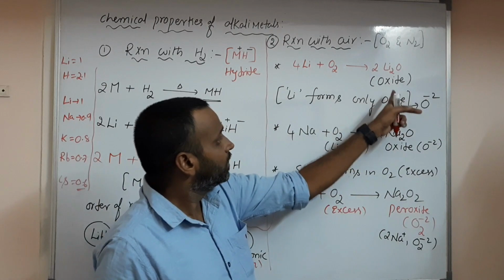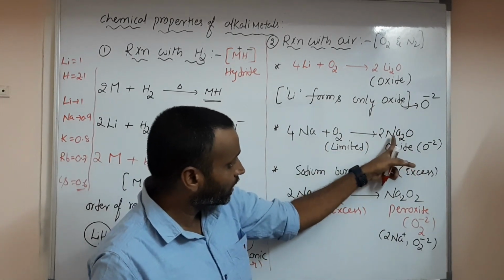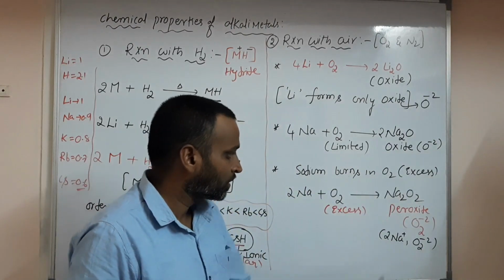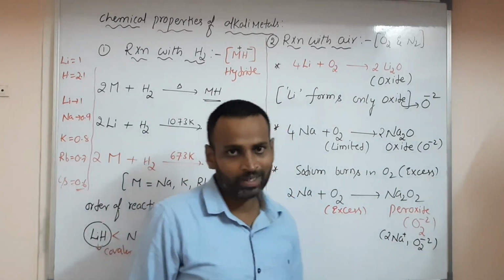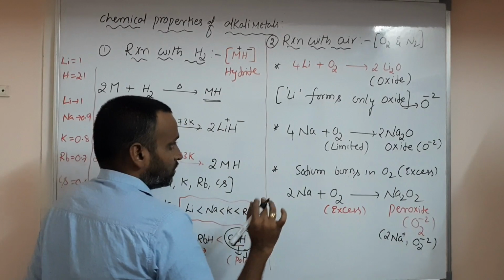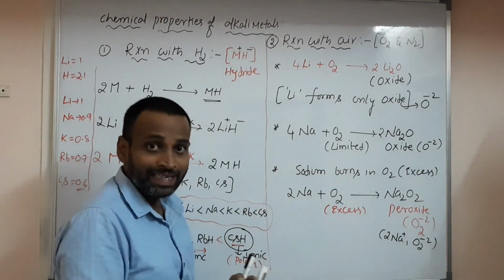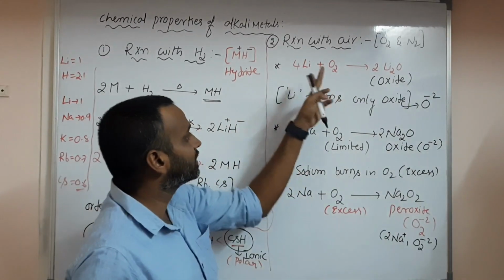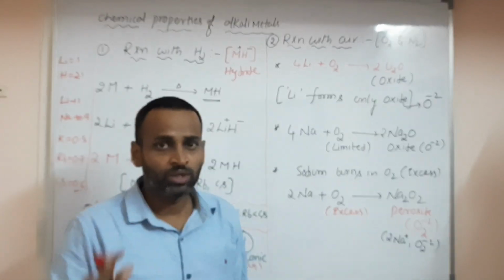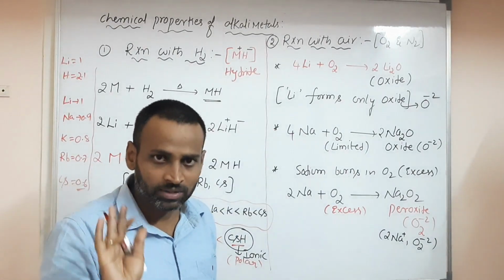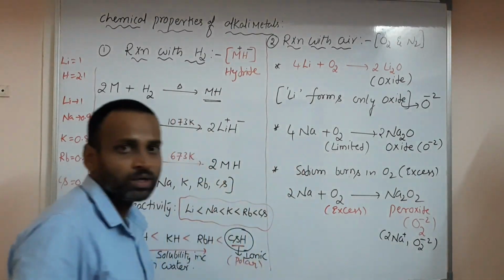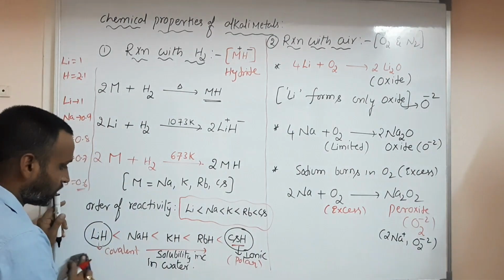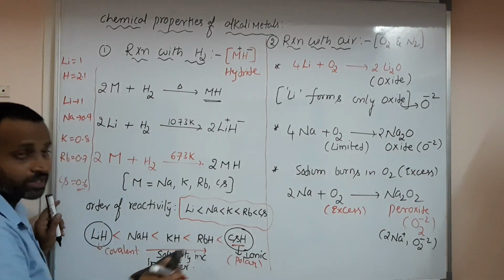But in the oxide, 2 Na+ and O -2, only one oxygen, O -2. But in the peroxide there are two oxygens, O2 -2, like this. So sodium will give both oxide and peroxide, but lithium, when it reacts with O2, gives only oxide. This is a very important point. So you have to write all these things. Take a screenshot and write it.